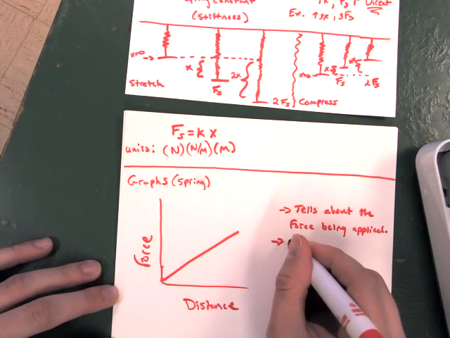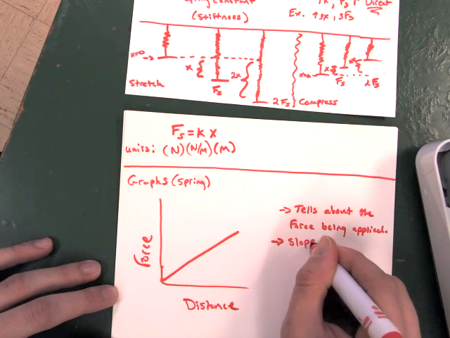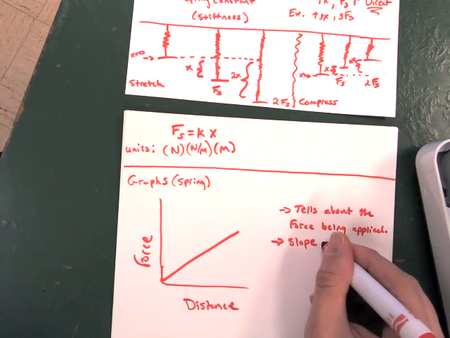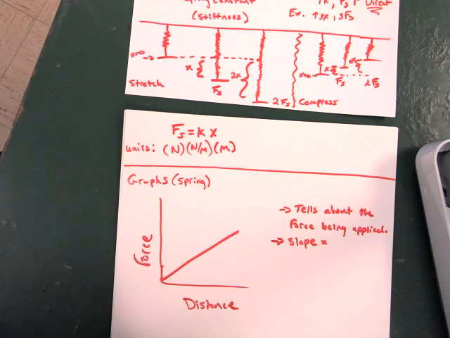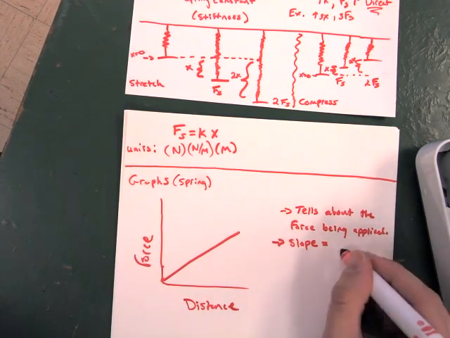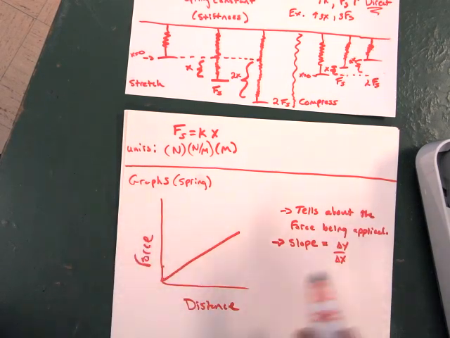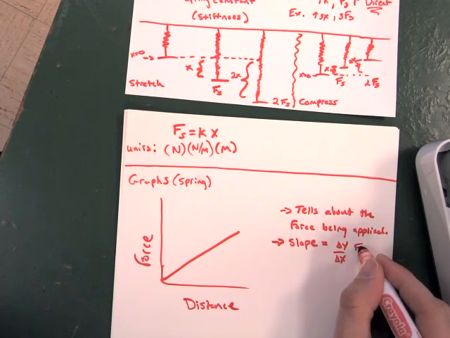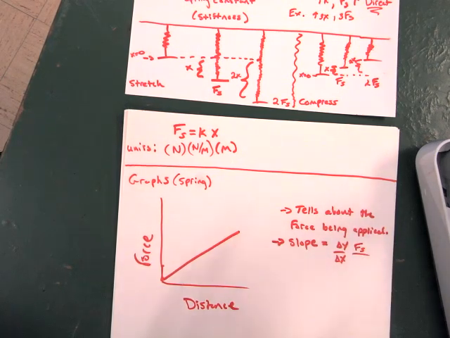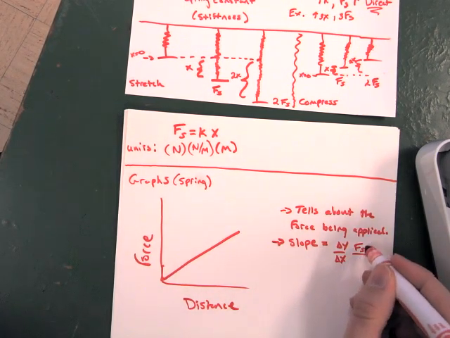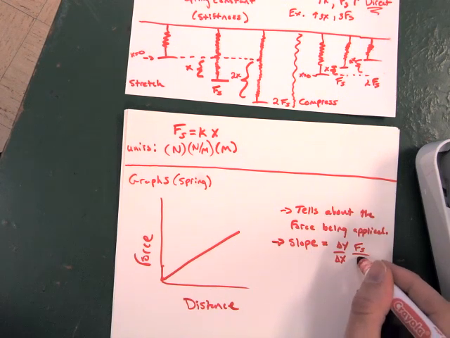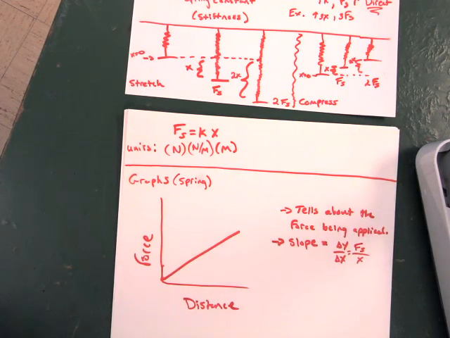We can also get something from the slope of this graph. Taking the slope is just the change in y over the change in x. Force is on the y, and we're dealing with a spring, so Fs is on the y and distance is on the x. So Fs over x. Does that look familiar?